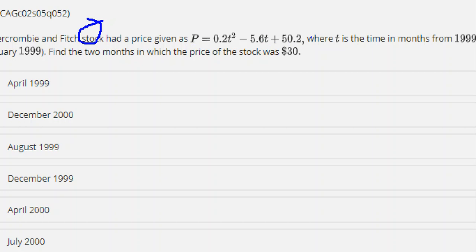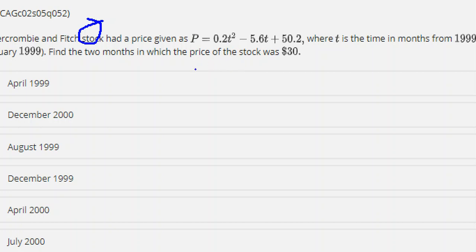Now this T represents the month from 1999. So when T is 1, that's January 1999. When T is 2, February 1999. When T is 12, December 1999. When T is 13, that means January of 2000, right? And so on and so forth.